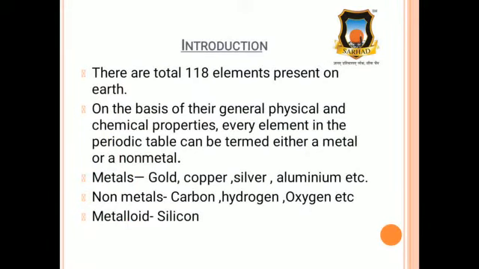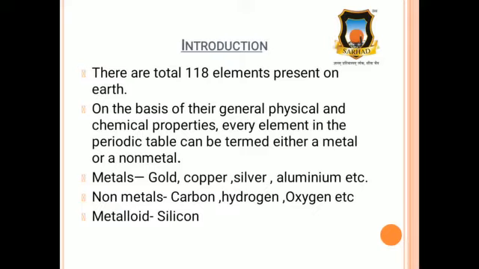So there are a total of 118 elements present on Earth. See, these are the elements which we get from the Earth's crust actually. On the basis of their general physical and chemical properties, every element in the periodic table can be termed either a metal or a non-metal.